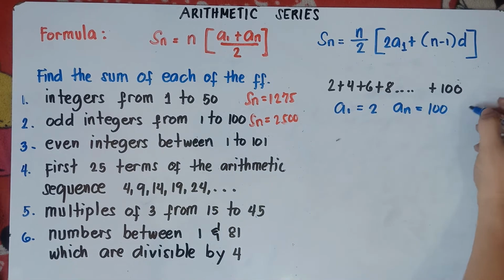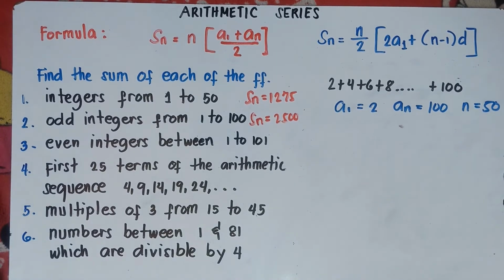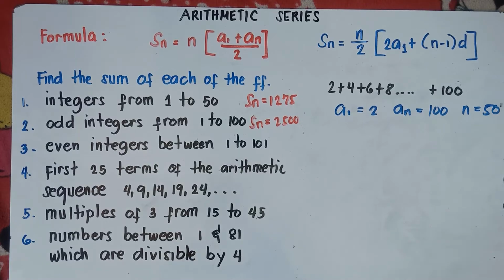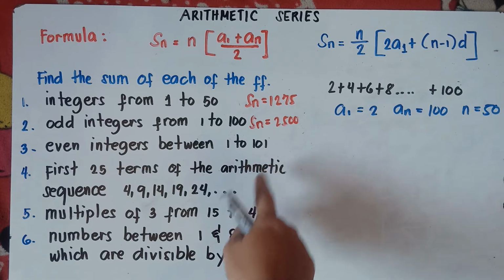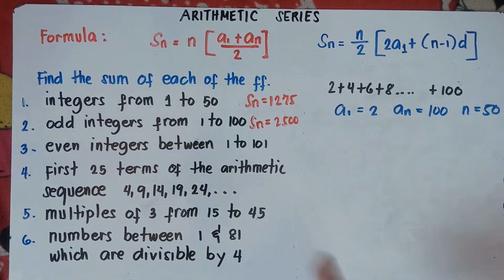Do we have n? Yep, we have n. The numbers will be 50, half of 100. We have 50 even integers from 1 to 100. From 1 to 101, we have 50 integers from 1 to 100. So that's 50 and 50.